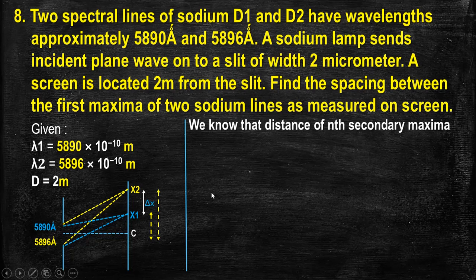So using the condition, we know that the distance of nth secondary maximum. This is a single slit experiment. This is not an interference phenomena. This is a diffraction phenomena. Single slit means diffraction, double slit means interference. Since it is a single slit phenomena, we have to apply the formula of diffraction.